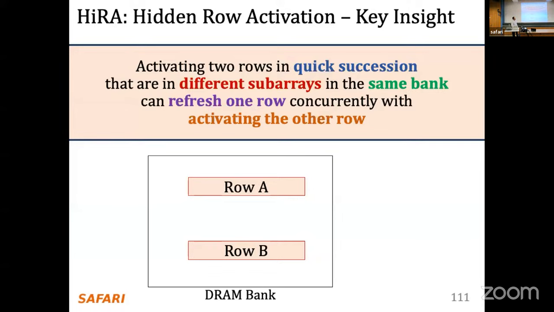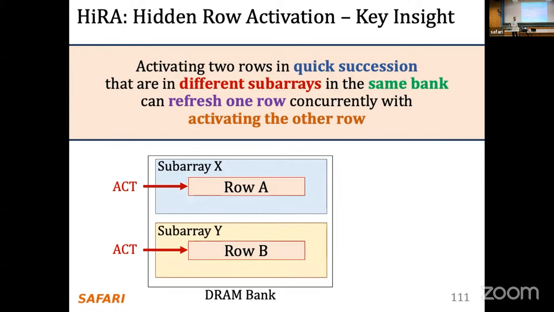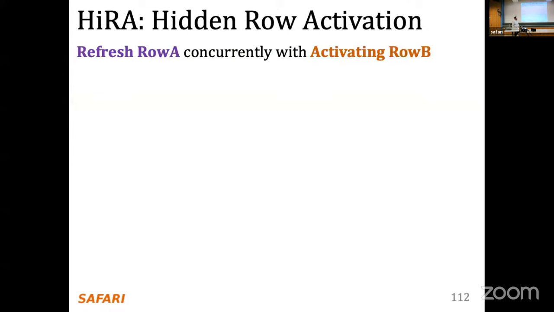So in this paper, we leverage a key insight. When we activate two rows in quick succession, let's say row A and row B, we first send an activation to row A, and then in a very short amount of time, we send another activation to row B. This means that we are violating a lot of timing constraints here. If these two rows are located in different subarrays that are electrically isolated from each other, then we can refresh one row while accessing another row.